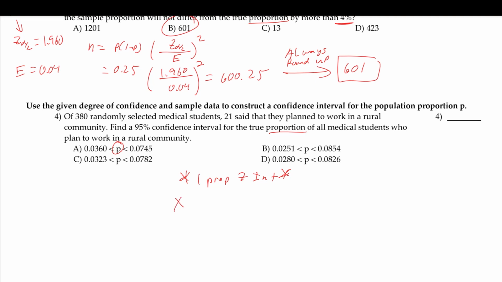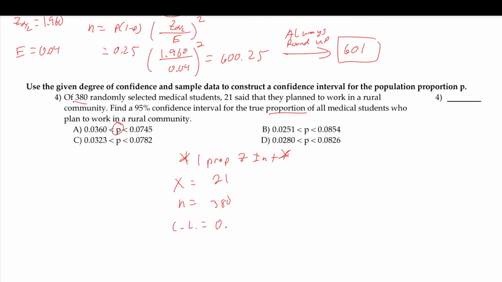We need the inputs. We need x, we need an n, and we also need to know what our confidence level is. Okay. Our sample size was 380. There were 21 that planned to work in rural communities, and we want a 95% confidence level. So that's what we're going to put into our calculator. Again, if you run that through your calculator, we're going to get something like this.